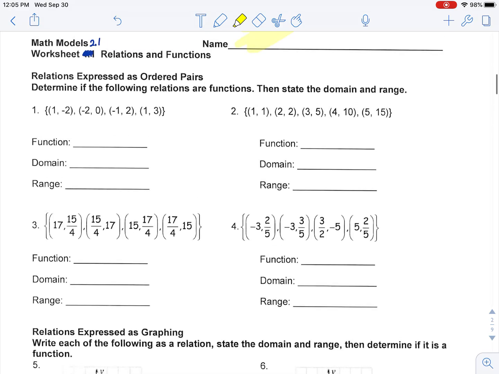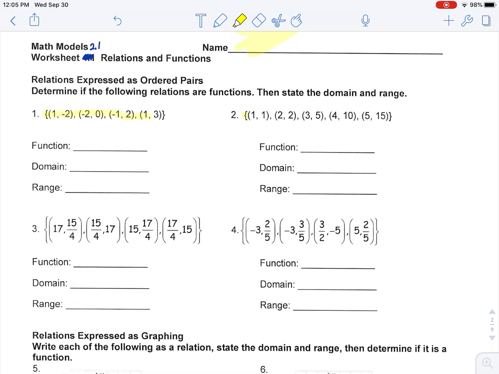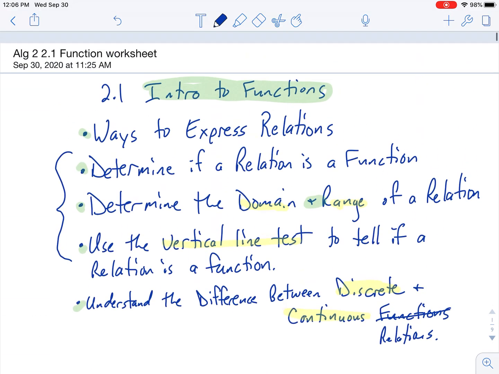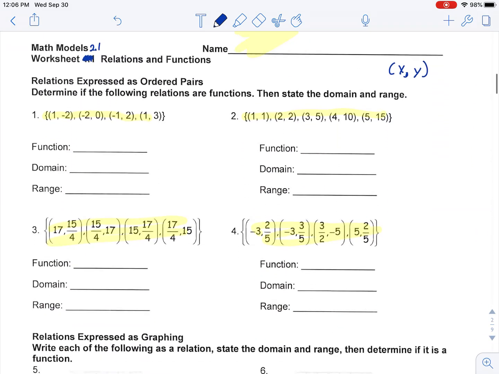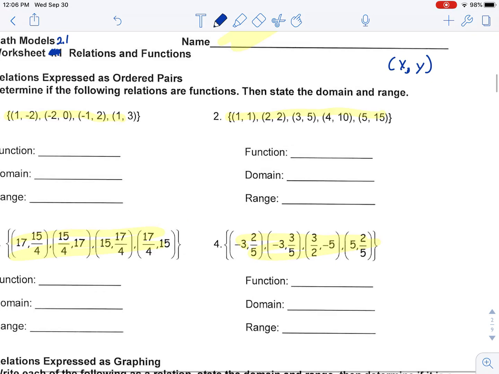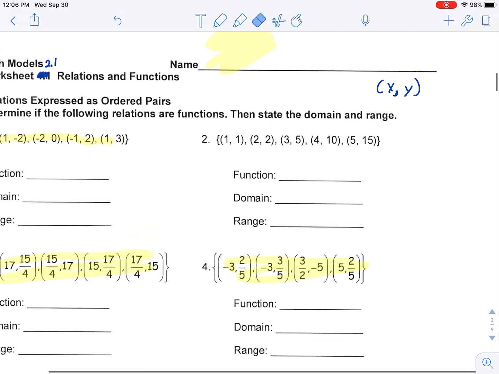So 1 through 4, these are all what we refer to as ordered pairs. So it's a list of points. As you know, a point is an x and a y coordinate that are plotted on a graph, put in parentheses with a comma in between. So these are all points, or again, what are referred to as ordered pairs. As I mentioned, we're going to talk about ways to express relations. So one way to express a relation is just to make a list of ordered pairs. Normally they go in front of these funny things called braces. So this is one way to express a relation.